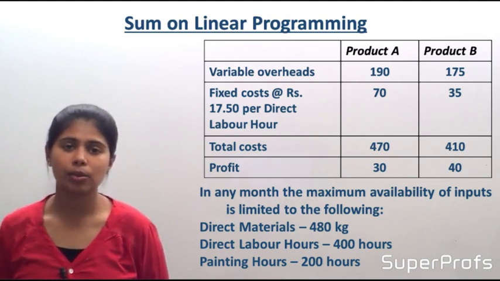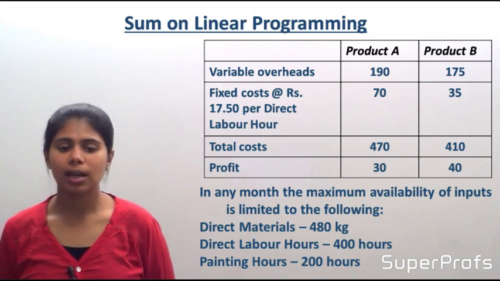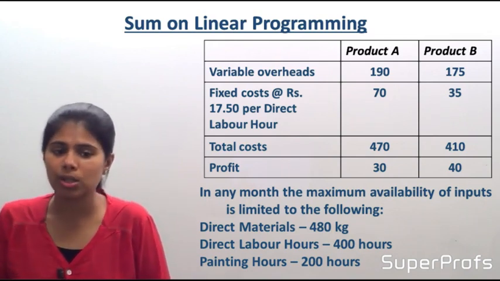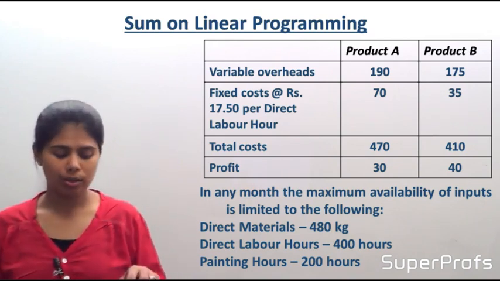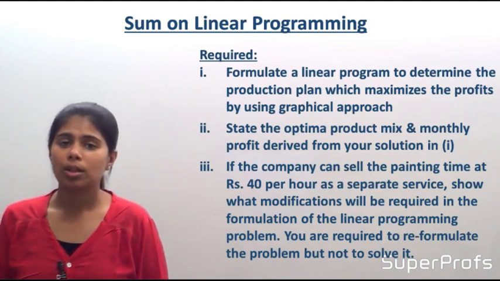So in any month, the maximum availability of inputs is limited to the following. Direct materials, I have only 480 kgs. Direct labor hours, I have only 400 hours. Painting hours, I have only 200 hours. What am I required to do?